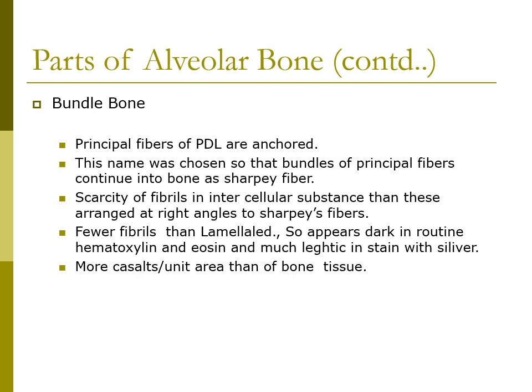There is scarcity of fibrils in the intercellular substance, and these are arranged at right angles to Sharpey's fibers. Few fibrils than lamellated bone, so it appears dark in routine hematoxylin and eosin and much longer when stained with silver. It has more Sharpey's fibers per unit area than the rest of the bone tissue.